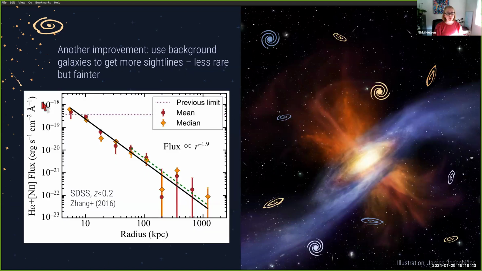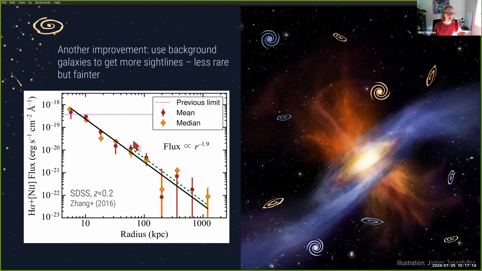Another improvement is to use background galaxies rather than quasars to get more sightlines around a given galaxy. Galaxies are obviously less rare than quasars, but they are quite a bit fainter. And so to do this, we actually need bigger telescopes. So the 30-meter class telescopes will be very useful for this sort of work. But you could also stack the galaxies and lose a little bit of information there, but that's still a very powerful method for probing the CGM.